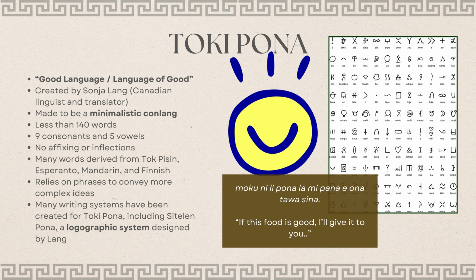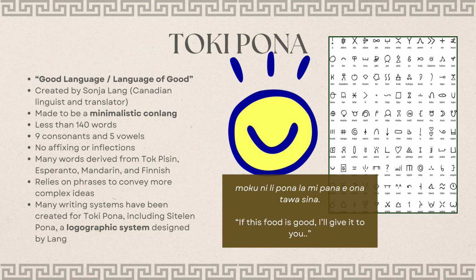A lot of the words are derived from languages like Tok Pisin. I think 40% of the language is derived from Tok Pisin, but I might be getting that number wrong. It derives words from Esperanto, Mandarin, Finnish, and so many other languages. And because it's so minimalistic and there's really only a few words to use, it heavily relies on large phrases to convey much more complex ideas. Take the word luka, for example, which means 5. If you want to say the word 50, you have to say luka 10 times, at least from what I know about Toki Pona.